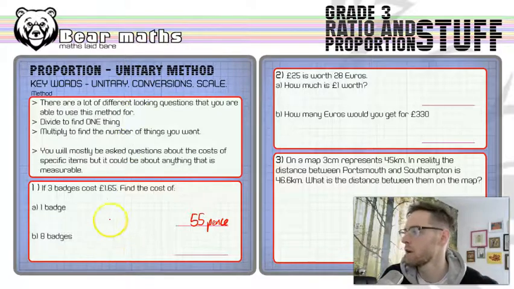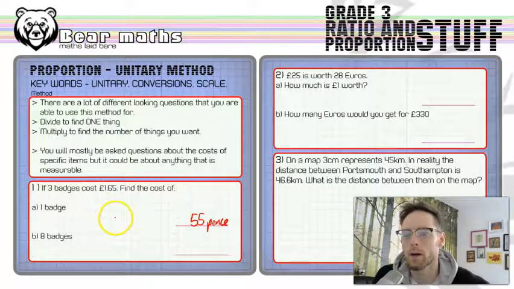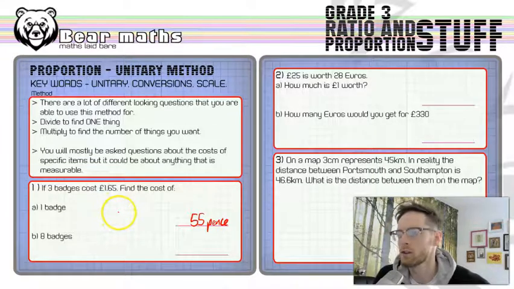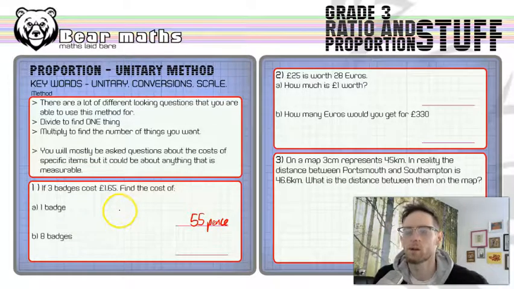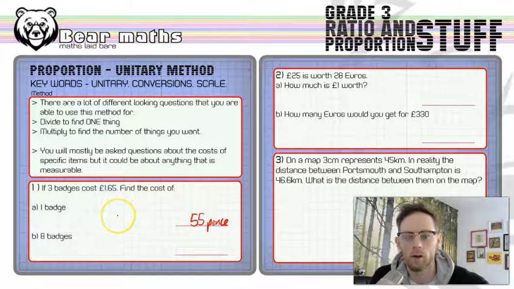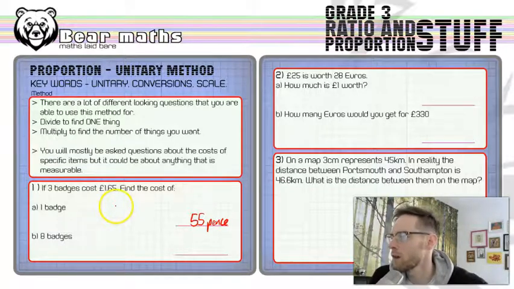There we go. So 8 badges. If we want 8 badges and we know what one badge costs, and it's useful to know the cost of one unit, because if you're running a business, you want to know how much one item is and how much you can then sell each individual item for to make yourself a profit. That's a useful skill, isn't it? So we're going to take the 55p and we're going to times it by 8. So 55 multiplied by 8.